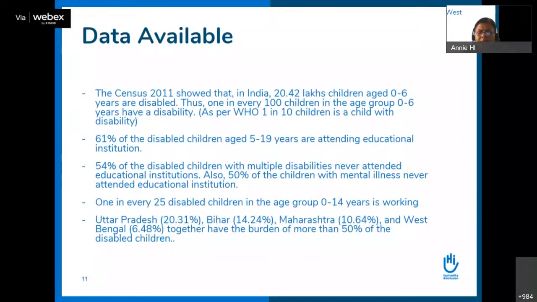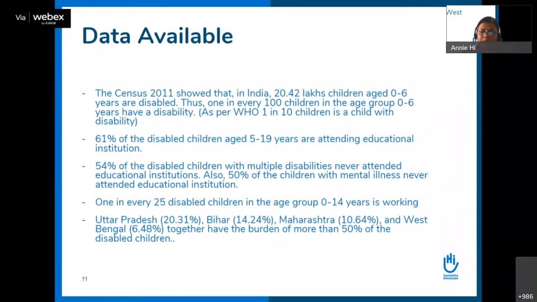What is very, very tragic is that we tend to think that a person with disability cannot work. What work will he or she do? He or she can't work, no? But in every 25 children with disability below the age of 14, one is working. So child labor is also there among children with disabilities, and that is really, really sad.